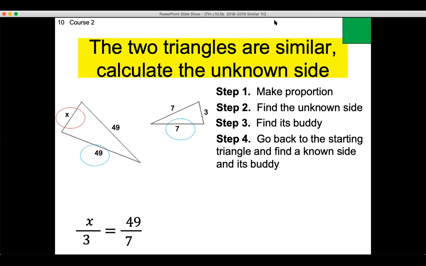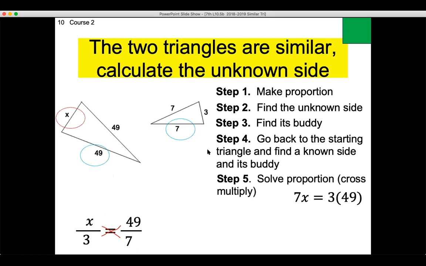We do our cross multiplication here. All right, numbers aren't that friendly here. 3 times 49 is equal to 7 times x. Let's see, 3 times 49: 3 times 9 is 27, carry the 2, 3 times 4 is 12 plus 2, 147. And we're lucky because 7 does go into 147. 7 goes into 14 twice. 7 goes into 7 once, so 21. So x equals 21.